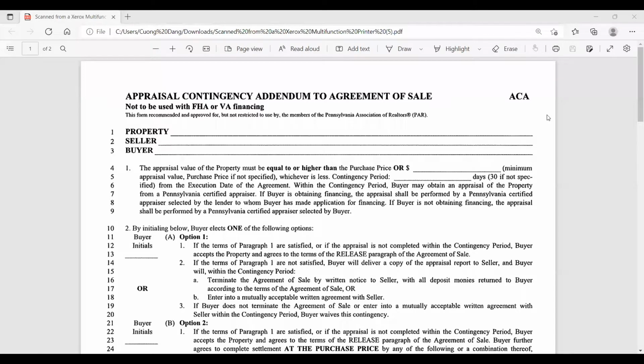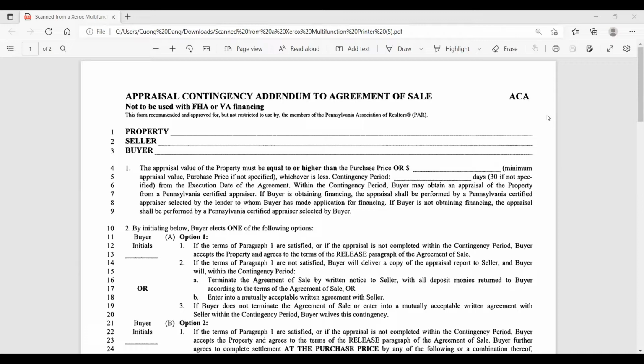Right at the top, and you can see it in my notes, this form is not to be used for FHA or VA financing, okay? Why not? Because the agreement of sale has that contingency covered already. If you go back to video number 2, when we went over the agreement of sale, we went over the FHA VA clause, which already states that if the house doesn't appraise, the buyer doesn't have to move on with the purchase, okay?